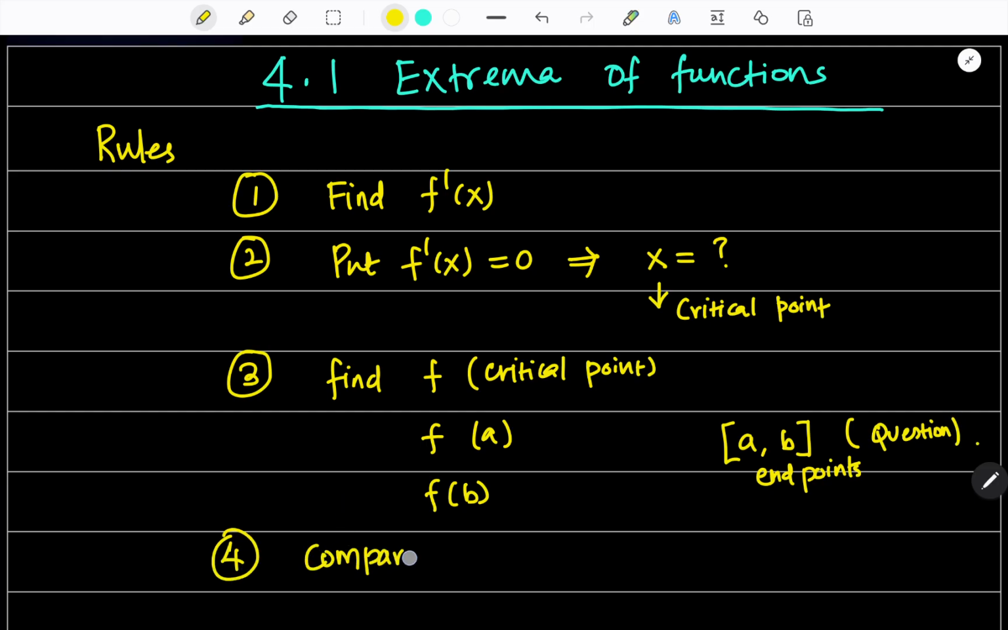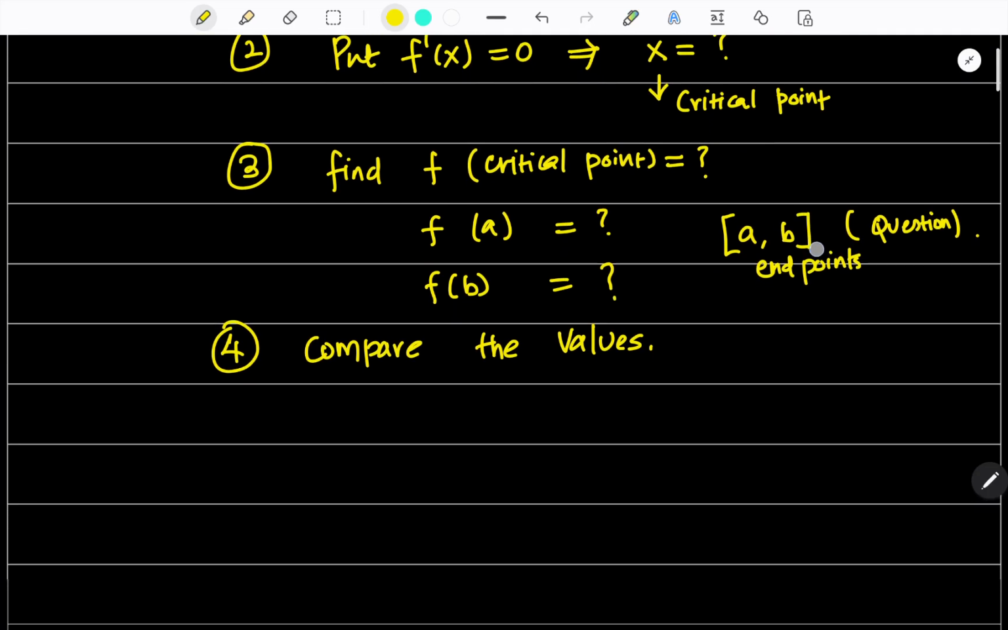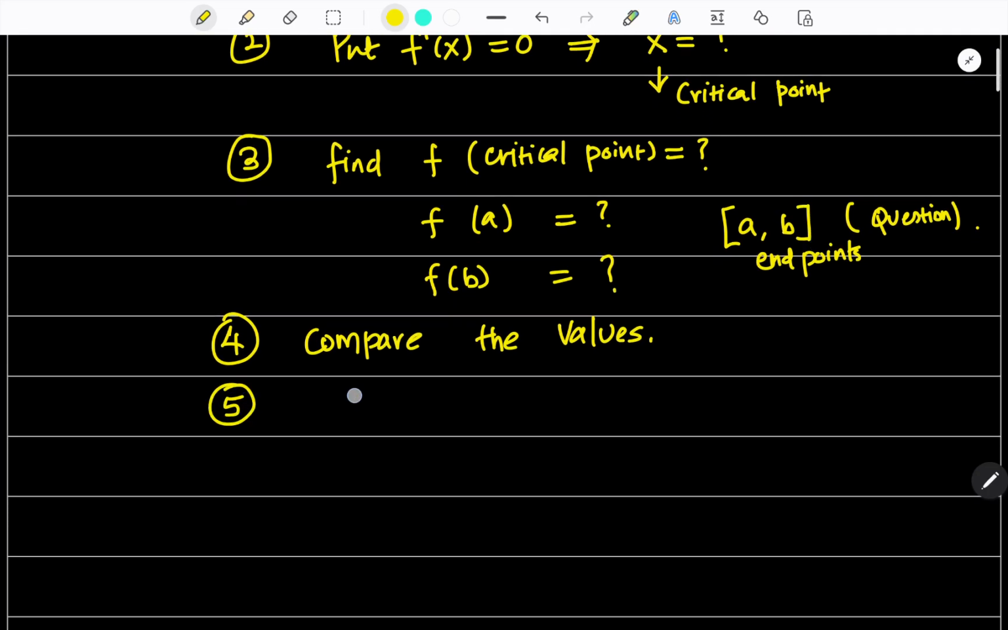Step number 4: compare the values. Don't worry. What do you mean by compare? Compare the answers you are getting for f of the critical points, f of A, and f of B. Step number 5: conclusion. You are going to write the results, whether it is the maximum value or the minimum value.